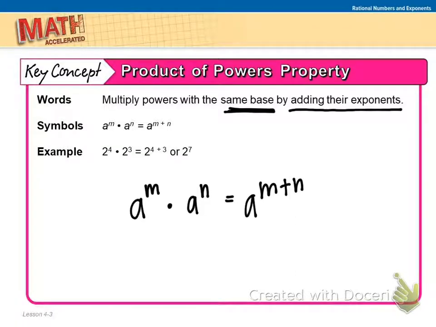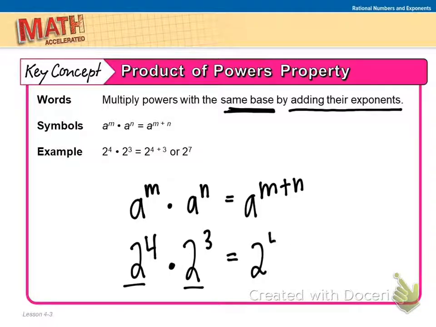Do we see that? So an example here is we have 2 to the 4th times 2 to the 3rd power. Well, we have the same base, right? Our base is 2. So we can do what to their exponents? Add them. So we add 4 plus 3, we get 2 to the what power? 2 to the 7th power.